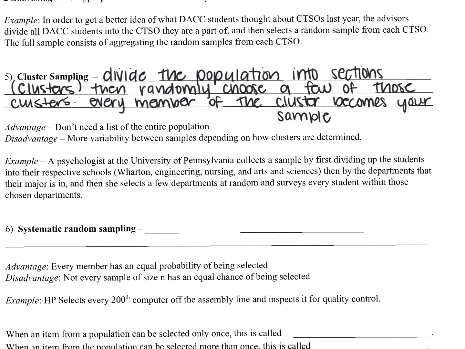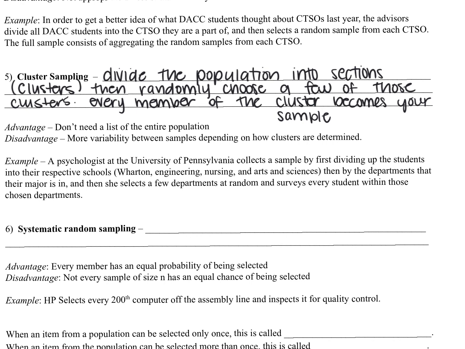So for example here, a psychologist at the University of Pennsylvania is collecting a sample by dividing students up into their respective schools. So you have the Wharton School of Business, you have your College of Engineering, College of Nursing, College of Arts and Sciences, so based on what college they're a part of. And then by the departments that their major is in. So for arts and sciences, there's chemistry majors, math majors, a bunch of different ones. So those are the departments.